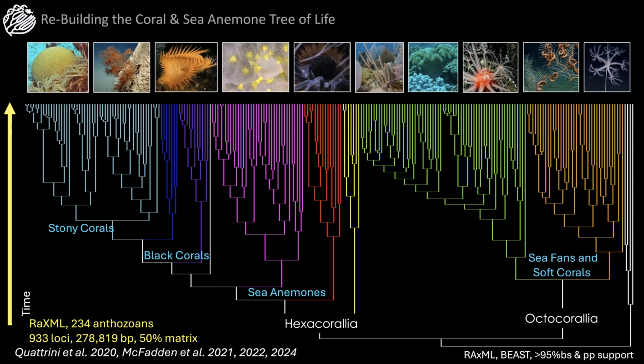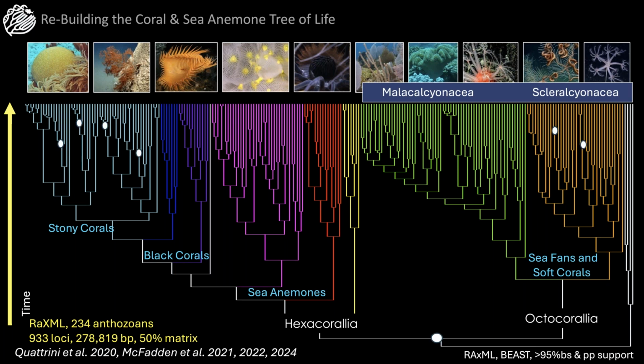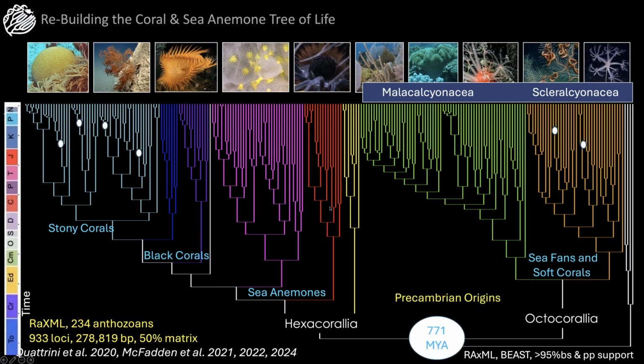of Systematic Biologists that came out in 2022, where we declared two new orders, the Malacalcyonacea and the Scleralcyonacea. I'm not going to really talk about all the taxonomic changes, but for those of you that are interested, please have a look at that 2022 paper by Kathy McFadden and others.